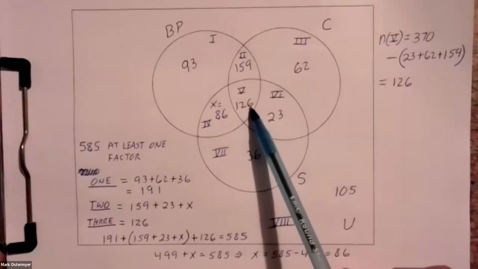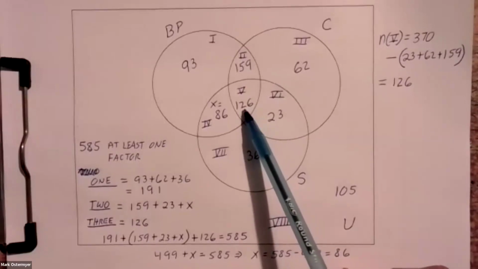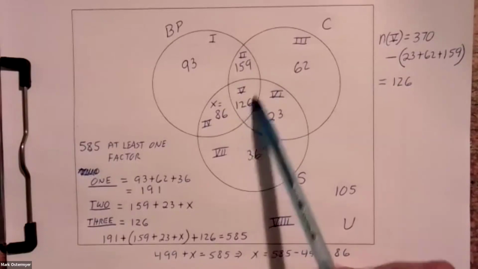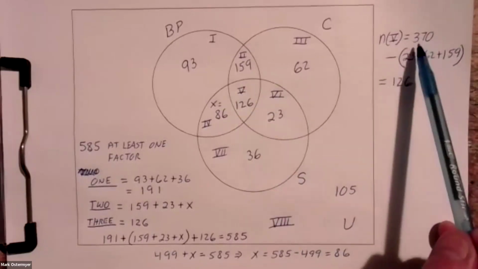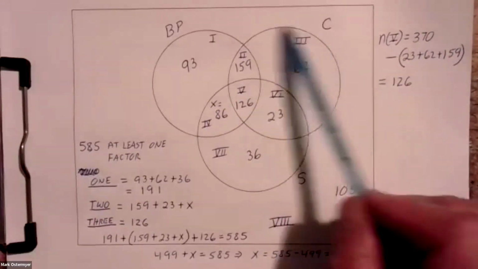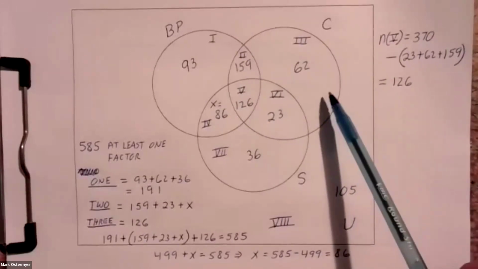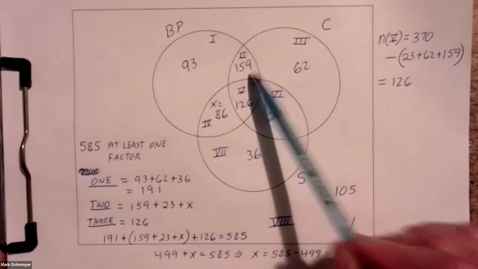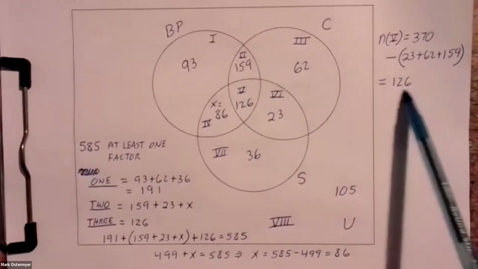The 126 had blood pressure, high cholesterol, and smoking. Yes, that's right. 126 victims suffered from high blood pressure, cholesterol, and what? Smoking. Okay, 126. That was obtained by the fact that we knew 370 had high cholesterol. Of the 370, how many were accounted for already? 23, 62, and 159. See that? That's why I subtracted it off to get to 126.